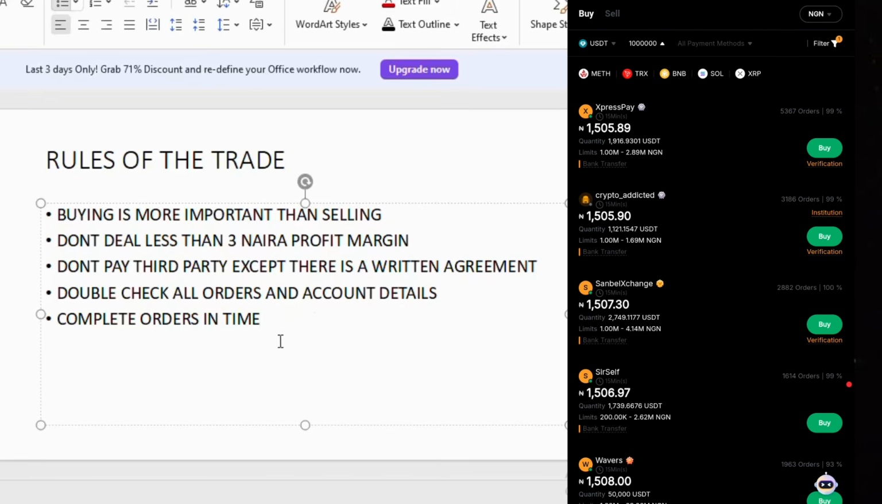Complete orders in time. Completing your orders in time is very important, and you can see our ranking is very important, but it should be the last thing you consider, because it's better you complete your orders late and you are careful than you are rushing to complete in time and you lose money. So completing orders in time is very important, but it's going to be the last thing you consider, because you must have checked all other things completely.